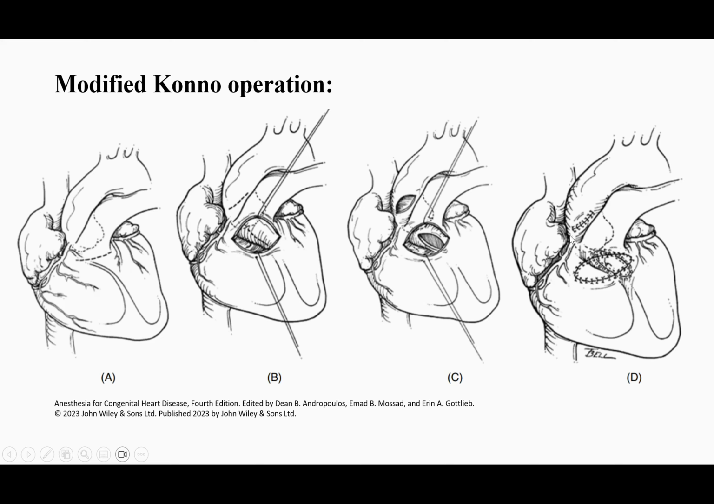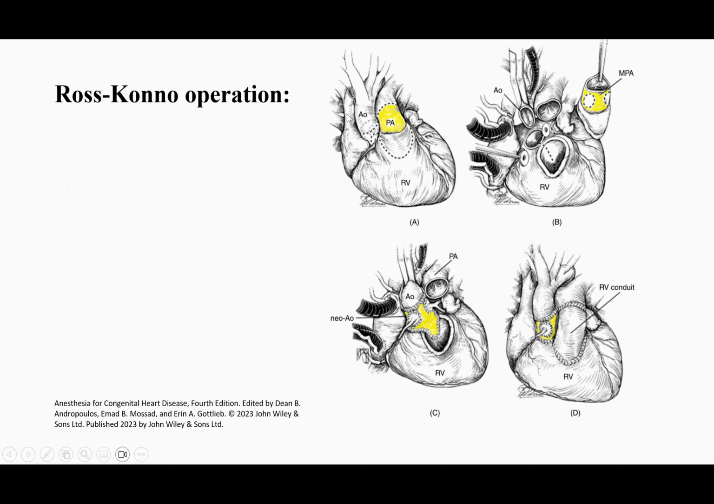A Ross-Konno is a Konno plus a Ross operation, in which we replace the aortic valve with the pulmonary valve. We take the healthy pulmonary valve of the patient and put it on the aorta, and then we take a tissue valve, a Freestyle or homograft, and put it in place of the pulmonary artery here. So this is a Ross-Konno.